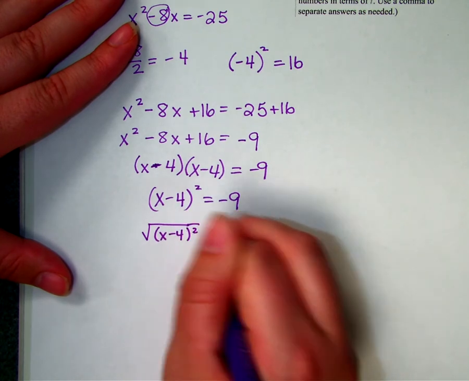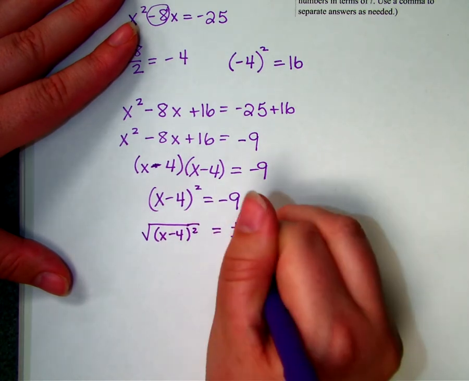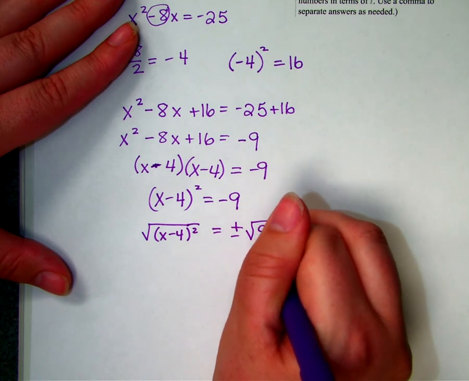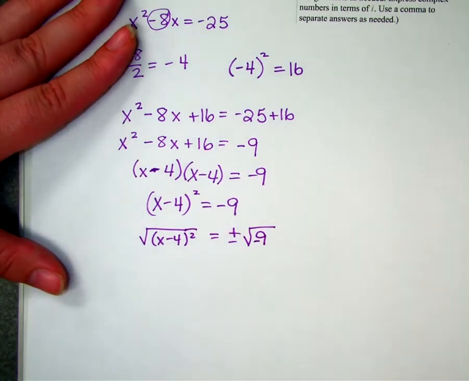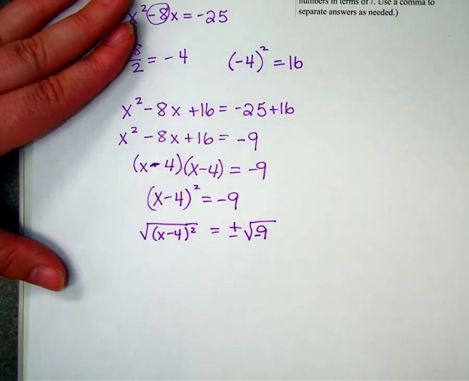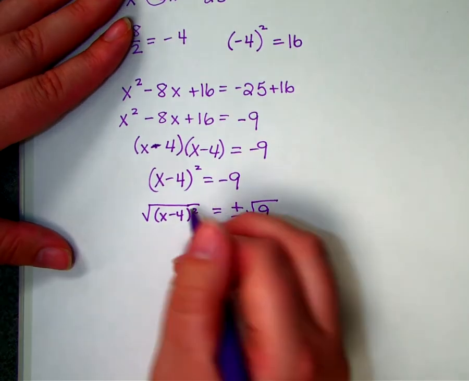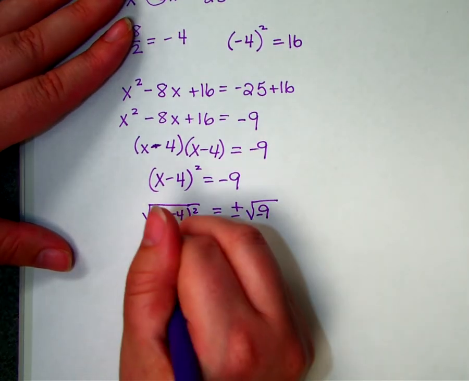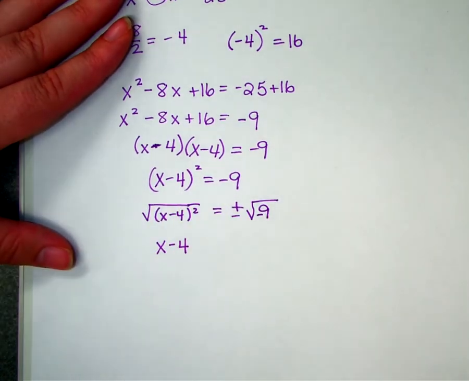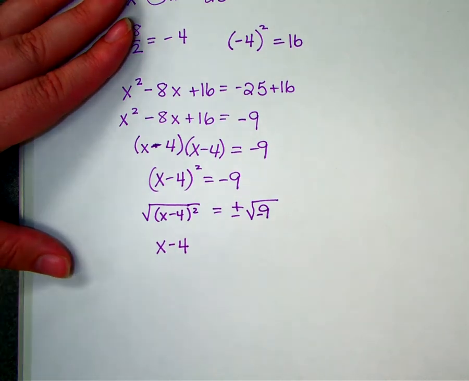So take the square root of both sides, and when you take the square root of a number, you have to remember that you have to put this plus or minus in front of the number every single time. And what happens over here on the left side is that we just end up with x minus 4, so the square is gone.